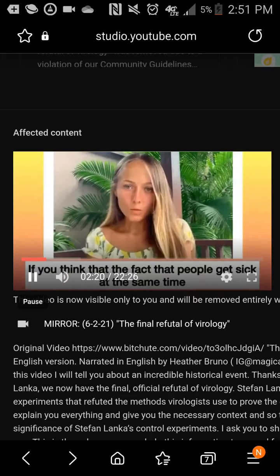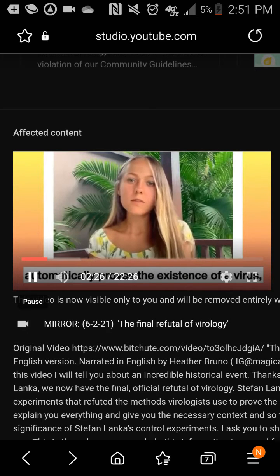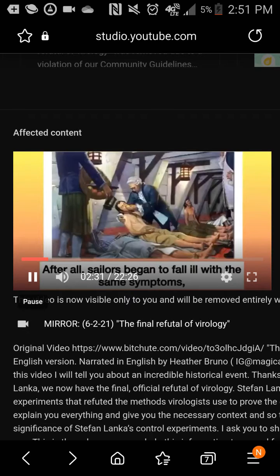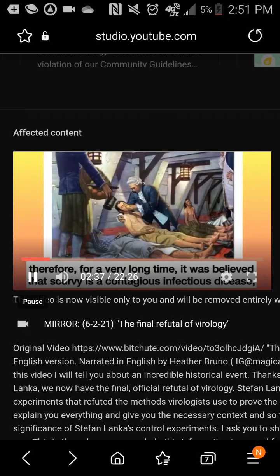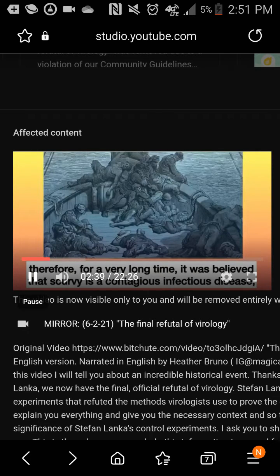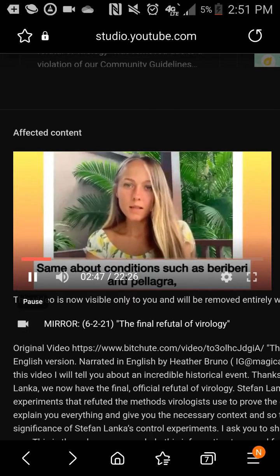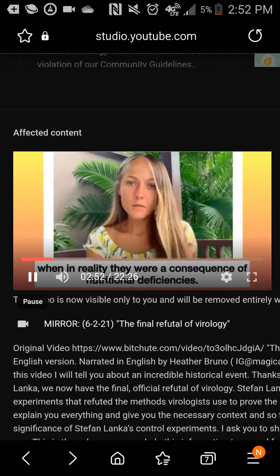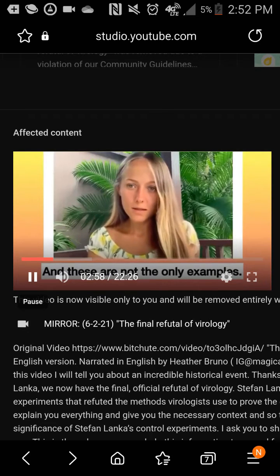If you think that people getting sick at the same time automatically proves the existence of a virus, then you think that scurvy is caused by a virus. After all, sailors began to fall ill with the same symptoms simultaneously or one after another. Therefore, for a very long time it was believed that scurvy is a contagious infectious disease, and all those who offered alternative explanations were ridiculed. The same goes for conditions such as beriberi and pellagra, which were considered infectious diseases, when in reality they were a consequence of nutritional deficiencies. And these are not the only examples.